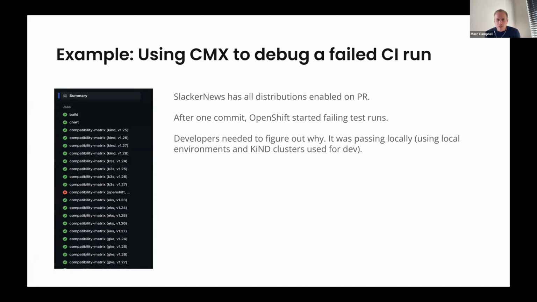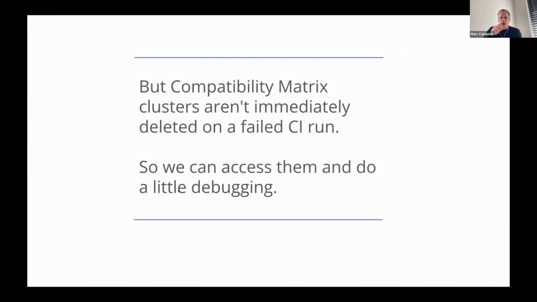After one commit into the project, OpenShift failed. You can see on the left here, the image shows how that CI run looked, where all the other distributions passed, but OpenShift was failing. And we needed to figure out why. So we tried to reproduce it locally. We don't have an OpenShift cluster locally, so we were using our dev environments, K3s and kind, and everything was continuing to pass just fine on those. But it was failing on CI runs in OpenShift using Compatibility Matrix.